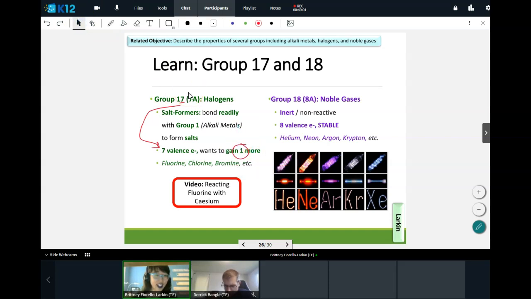And interestingly enough, they're the most reactive with each other. So group 17, which only needs to gain 1 electron, and group 1, which wants to lose 1 electron, they actually work together. So group 1 will give its electron to group 17, and they bond extremely readily. They are highly reactive with each other, and they form what are called salts, the most common of which you know at home is sodium chloride, NaCl. The Na, the sodium, is an alkali metal, and the chlorine is a halogen.